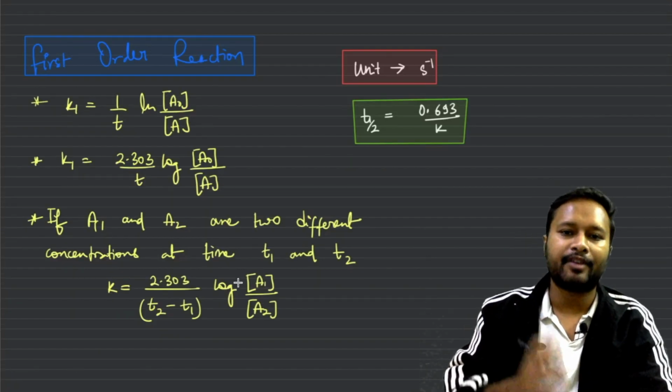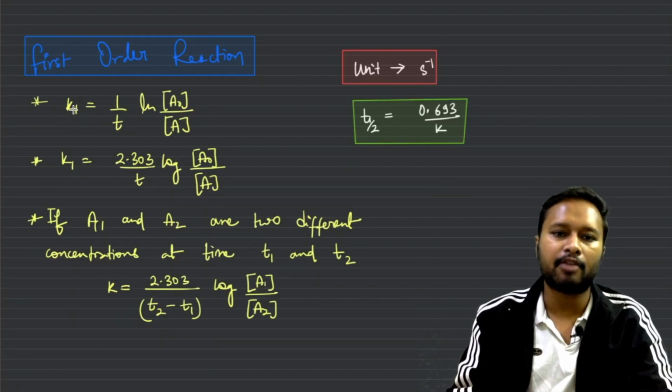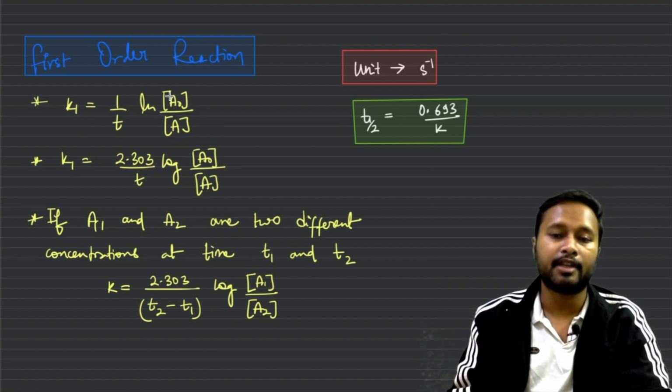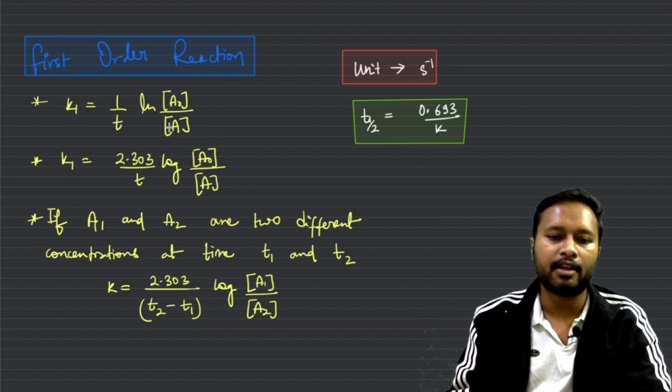Let's talk about the first order reaction. In the first order reaction, the integrated equation is given as K1 is equal to 1 upon T ln A naught upon A, where A naught is the initial concentration, A is your final concentration, and you know that this is in the natural logarithmic form. Your K1 can also be written in the log base 10 form. So in terms of log base 10, it will be 2.303 upon T log base 10 A naught upon A.